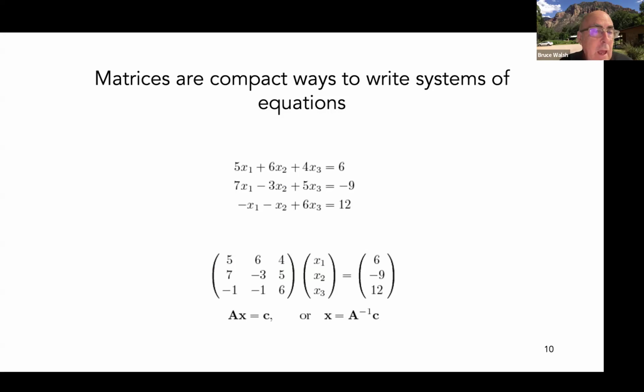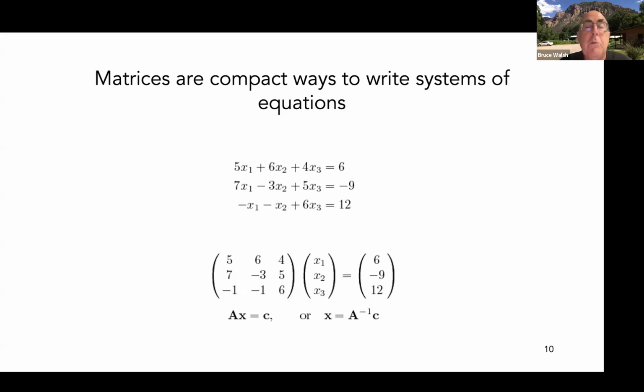Number 1, how do you solve this? Number 2, is there one solution? Is there no solution? Is there 3 solutions? And as we'll see with a linear system, you've got 3 possibilities. There's exactly one solution, there's no solution, or there's a line or a plane or a hyperplane.